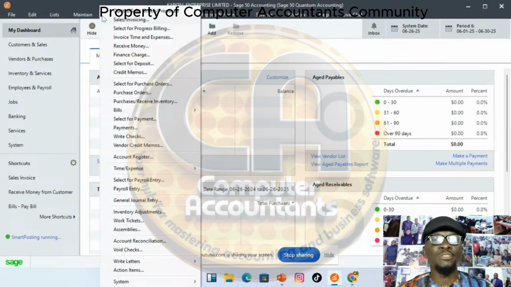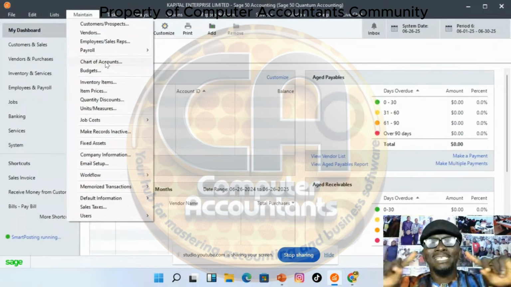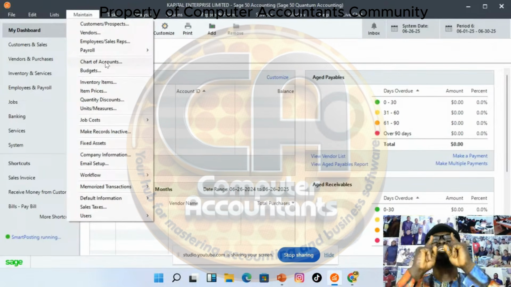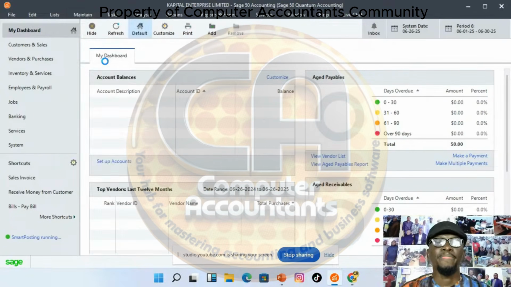So for me to set up my Sage content, I'll click on Maintain and select Charts of Account. That's always the first thing. Please note it. It's always the number one thing. If you remember when we did the QuickBooks class, that was the number one thing we set up, so that our reports and transactions will have a foundation. It is the foundation of this application. Without it, you are just working on Excel.